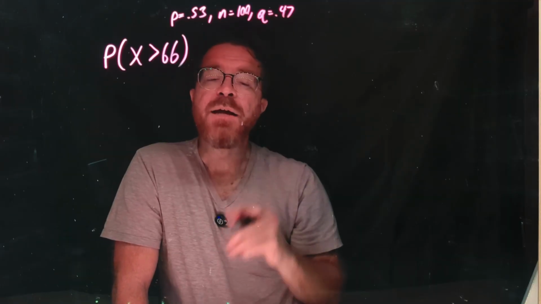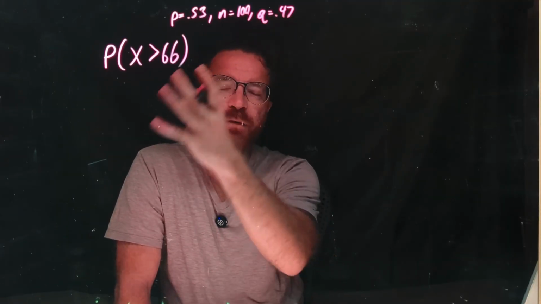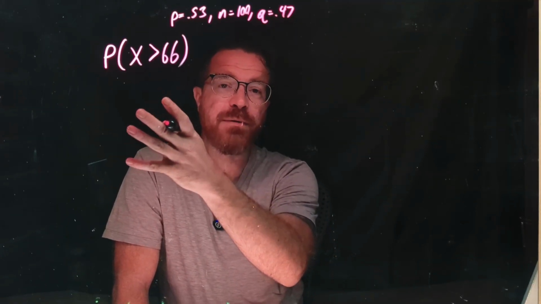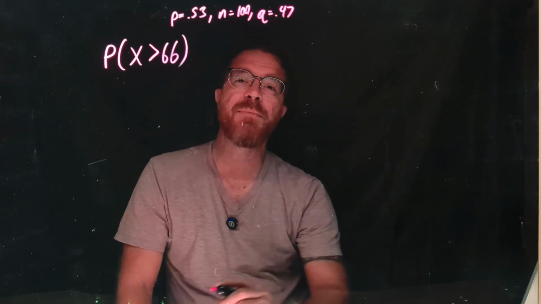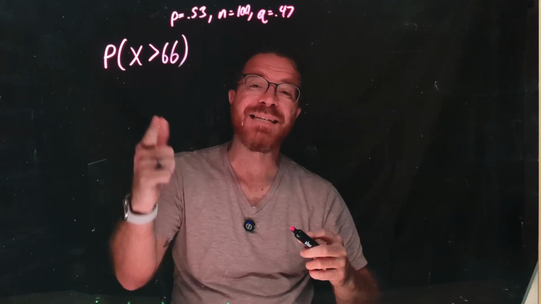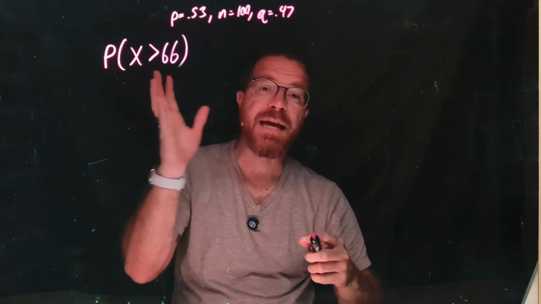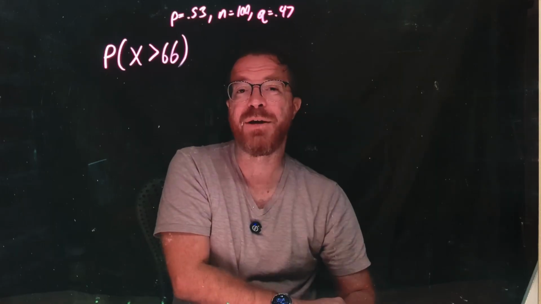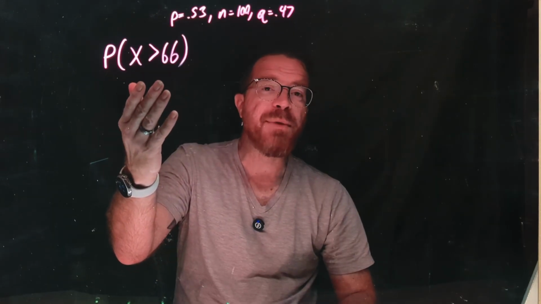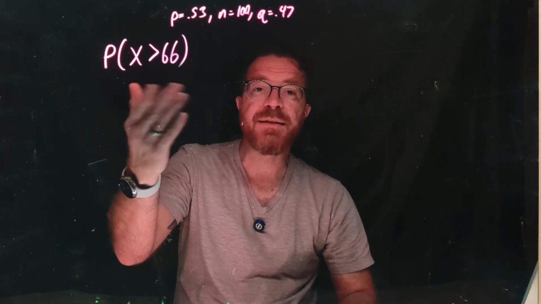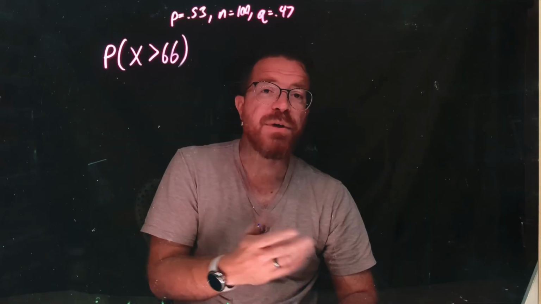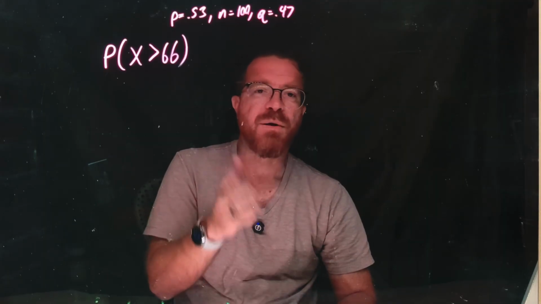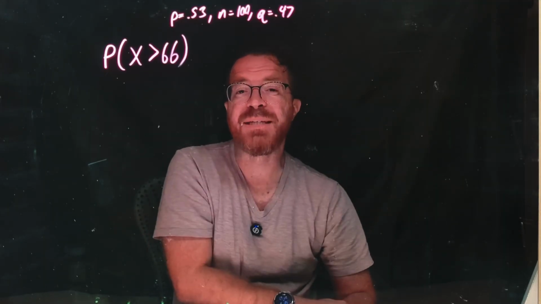We need to check our assumptions, because if we needed to solve this without the normal approximation, we would have to find the probability of 67, 68, 69, 70, and do that all the way up to the probability of 100. And notice doing the complement wouldn't help in this case, because the complement would be less than or equal to 66. You'd have to do 0, 1, 2, 3, all the way up to 66.